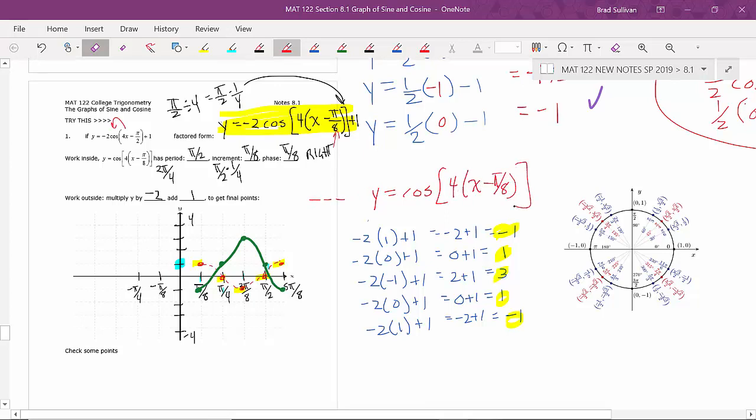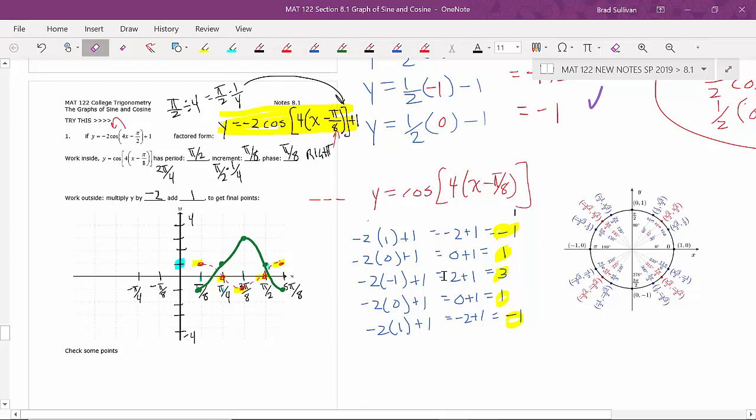Then I take those y values, which are 1, 0, negative 1, 0, 1. Then I multiply by negative 2 and add 1. That gives me the amplitude, the reflection, and the vertical translation. When I do the arithmetic, I end up getting these y values: negative 1, 1, 3, 1, negative 1. You can check a couple of points if you want to, and that is it.